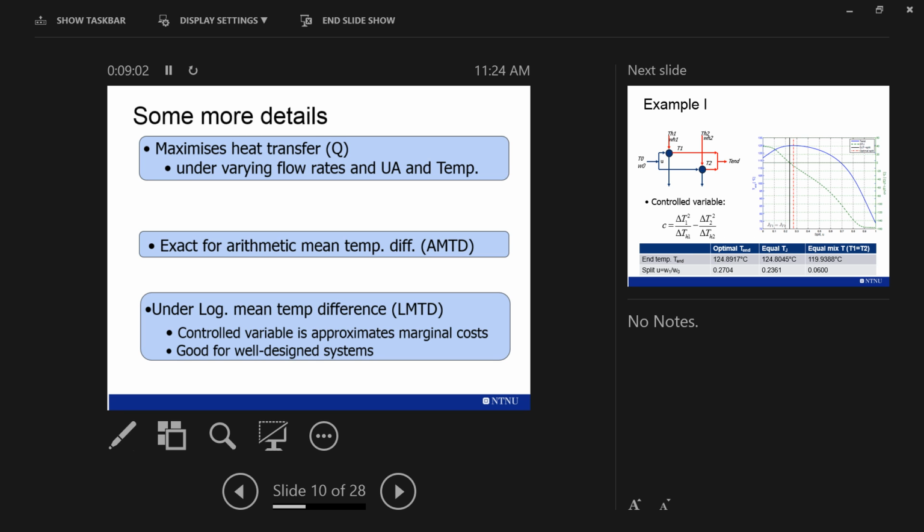If you have the logarithmic mean temperature difference, then these Jäschke temperatures become approximations of the marginal costs. They're not exact anymore, but for systems which are well designed, in the sense that you have similar heat capacities on the hot flow and on the cold flow, you will get good results.